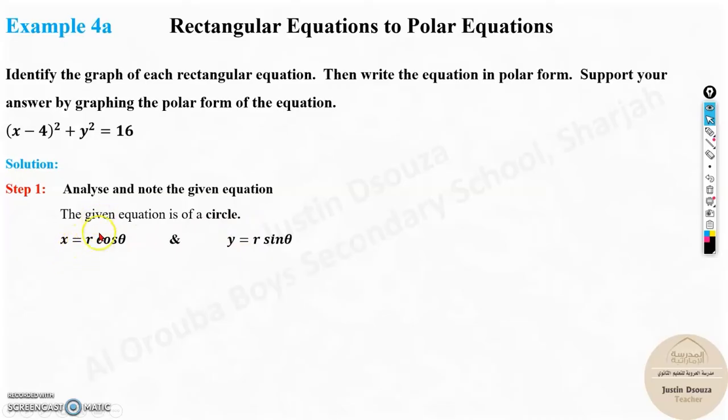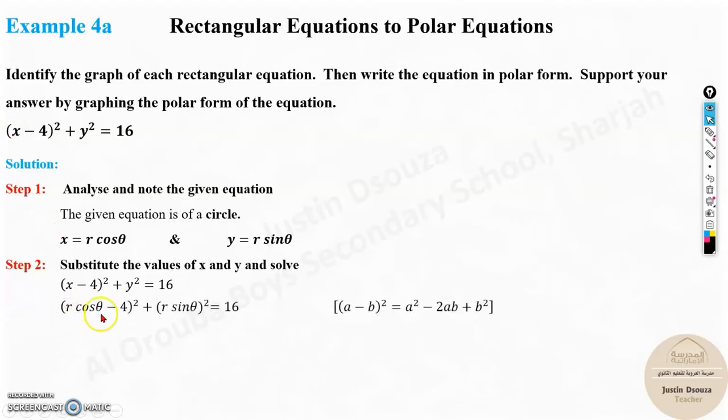x is r cos theta, y is r sin theta. Let's substitute this. Over here, instead of x, put r cos theta. Instead of y, put r sin theta, and substitute and simplify it. Now over here, you can see this is a term, r cos theta, a single term. Wherever multiplication is there, it's a single term.